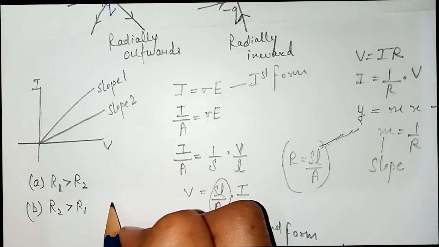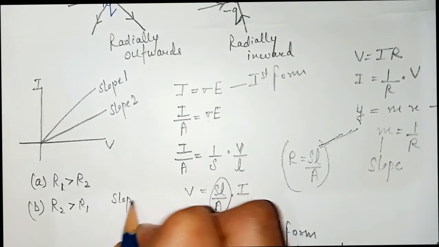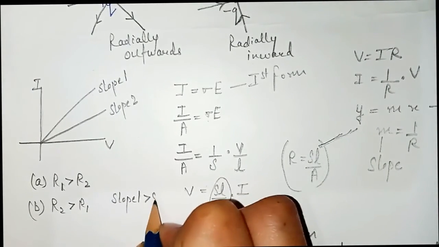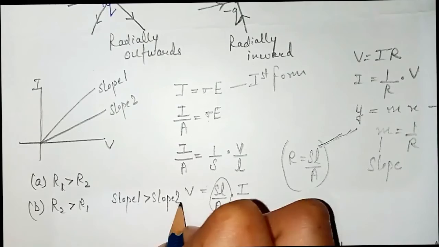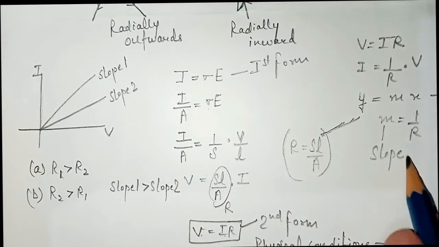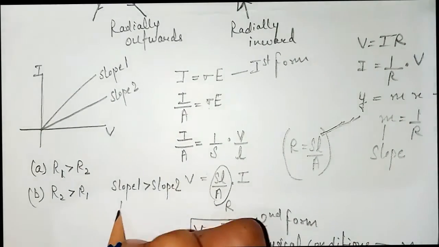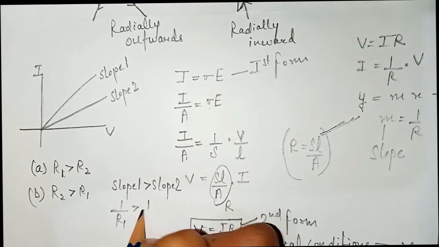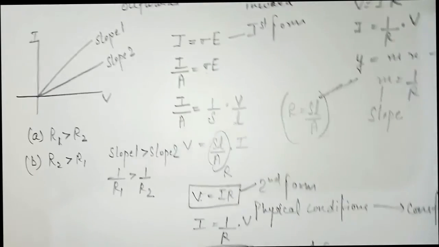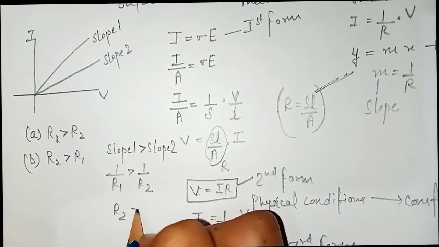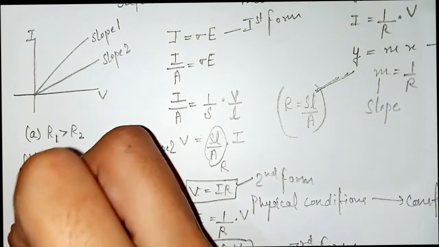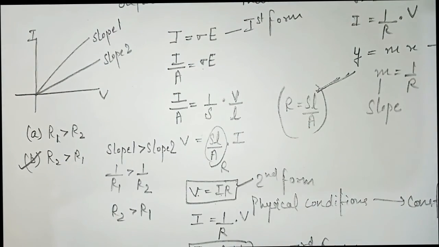See. Slope 1 is greater than slope 2, as you see from the diagram. Slope is equal to 1 by R. That is, 1 by R1 is greater than 1 by R2. Hence R2 is greater than R1. Thus our correct answer is option number B.